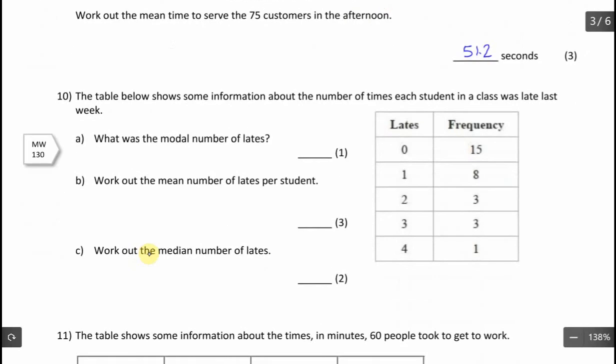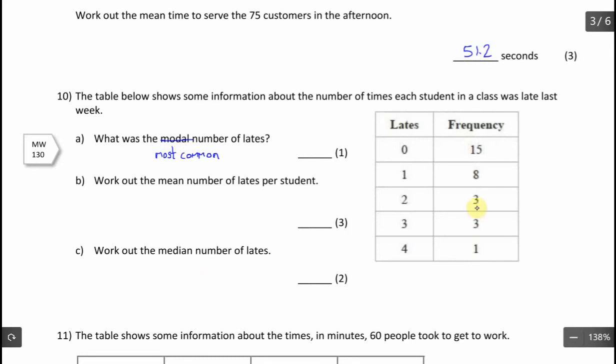Number 10, we've got a table showing some information about the number of times each student in a class was late last week. So first part of that, what was the modal number of lates? Now I often find that when we get a question like this and it's a table and we change the word mode for modal, people sort of forget what it means. So my advice is that it always makes a lot more sense if we just replace this word with most common. What was the most common number of lates?